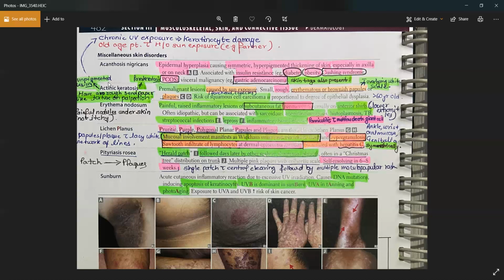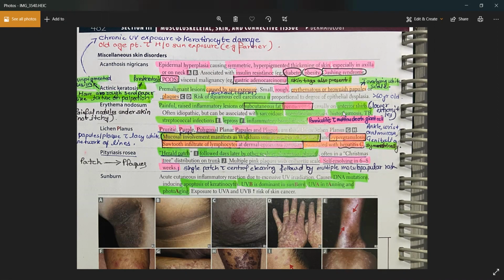Then you have the erythema nodosum, which is a very painful inflammatory condition, and the inflammation affects the subcutaneous fat. The inflammation of the subcutaneous fat is known as panniculitis. This condition mostly appears on the anterior shin. You will have formation of nodules over the skin of the shin, and these nodules are very painful.